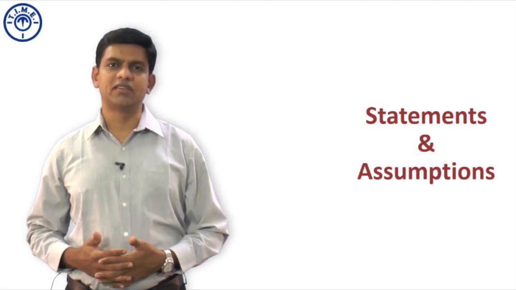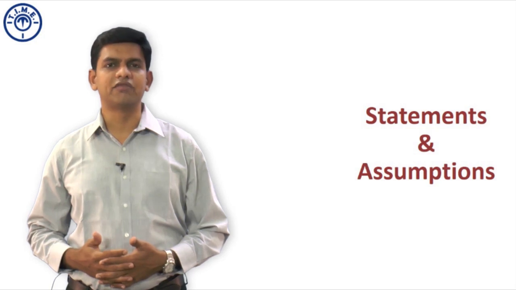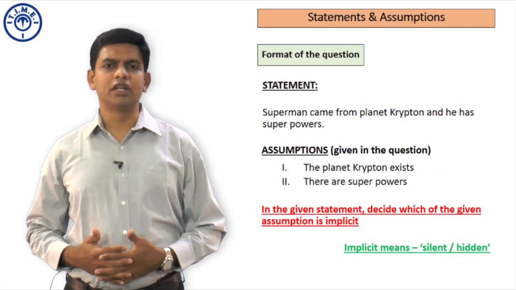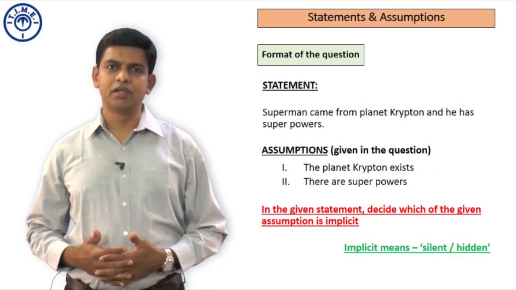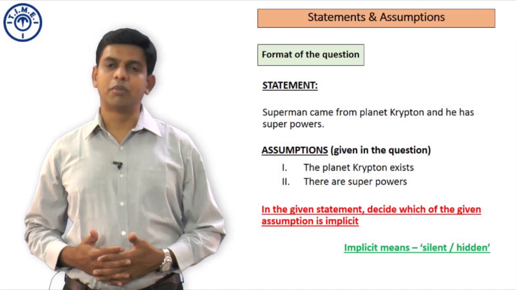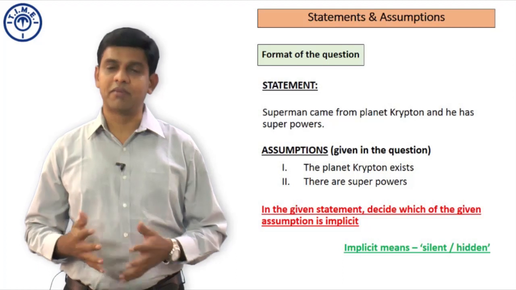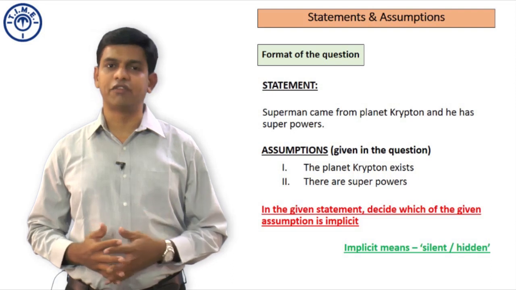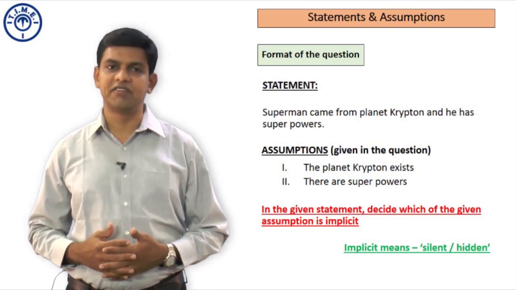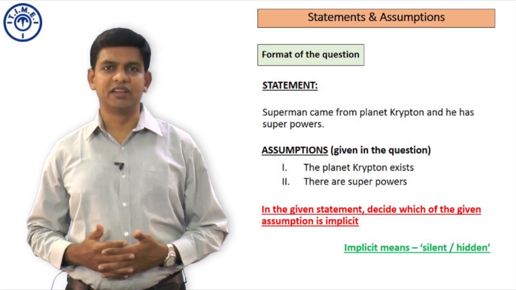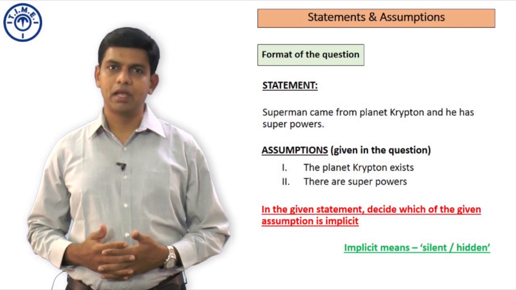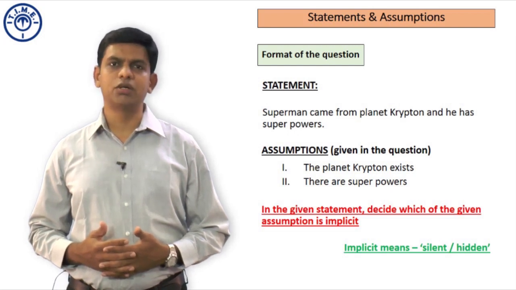So first, let's look at the slide on what are the various formats or how the question appears for you in the exam. Now in this, if you notice, there is a statement that is given for you. The statement is like this: Superman has superpowers, and he is from planet Krypton. Now the assumptions are also given for you in the question. The first assumption that is given is that planet Krypton exists. And the second assumption is there are superpowers. Now this statement is given followed by the two assumptions.